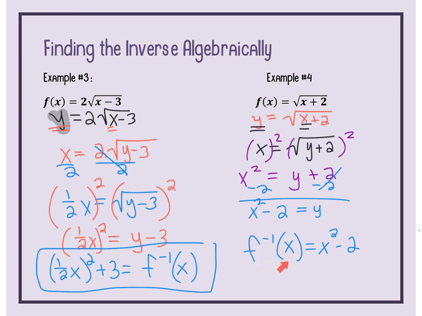The inverse of this function, if I graphed this one and graphed this one, they would reflect over. What line would they reflect over? They would reflect over y equals x. Okay? So they are mirror images of each other over y equals x.